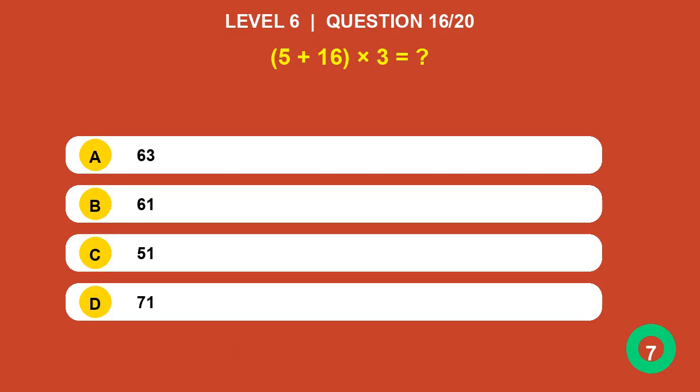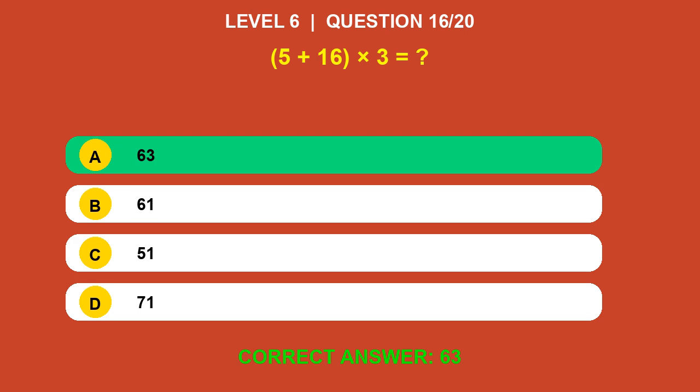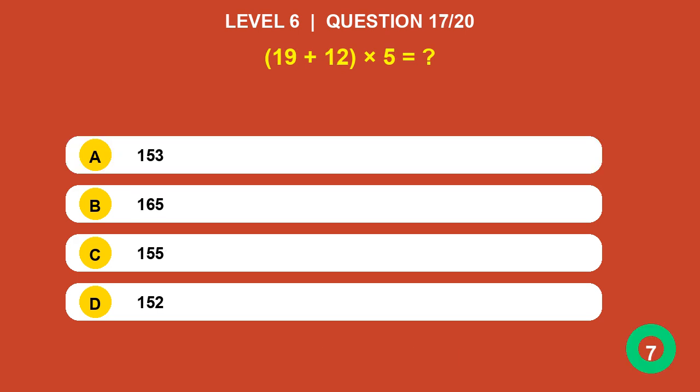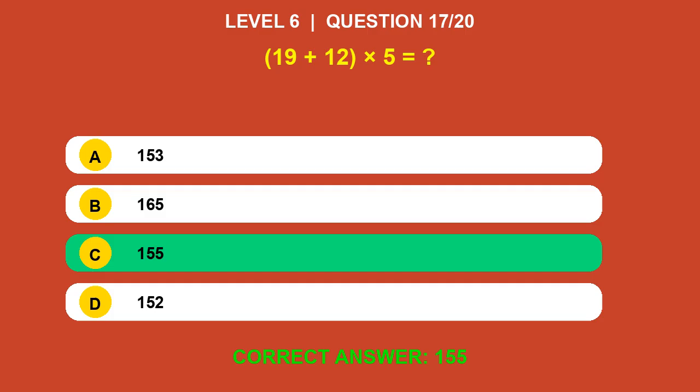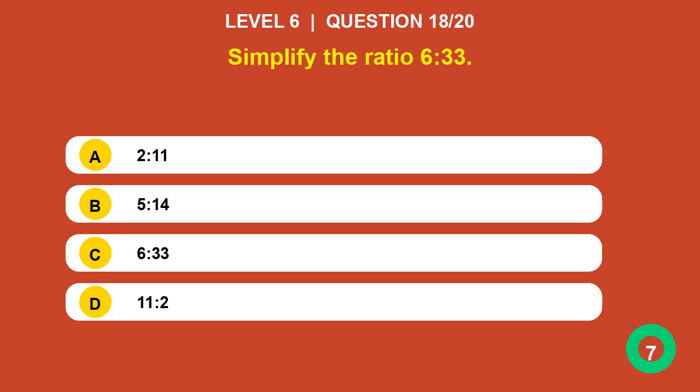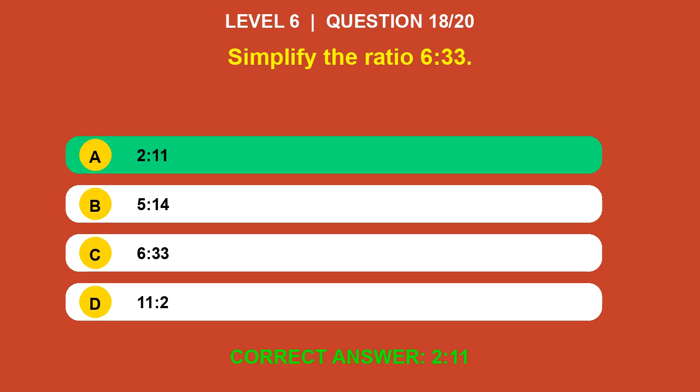5 plus 16 times 3 equals? Answer is 63. 19 plus 12 times 5 equals? Answer is 155. Simplify the ratio 6:33. Answer is 2:11.